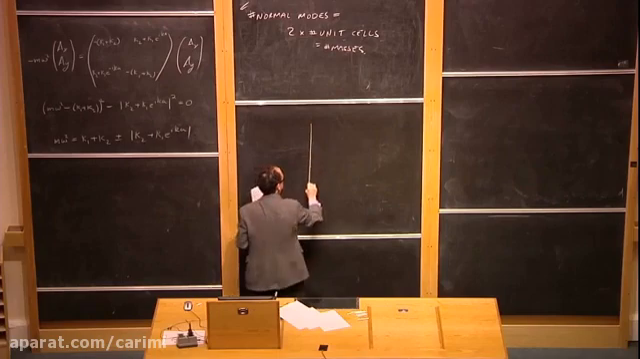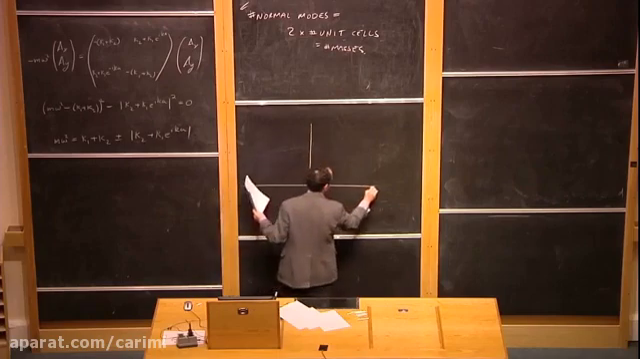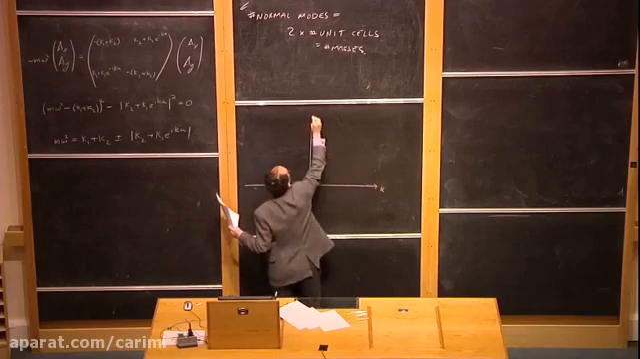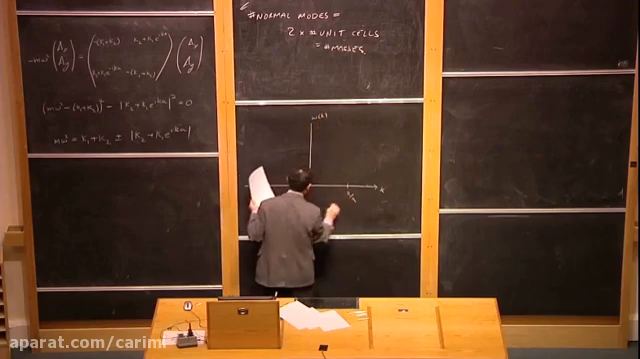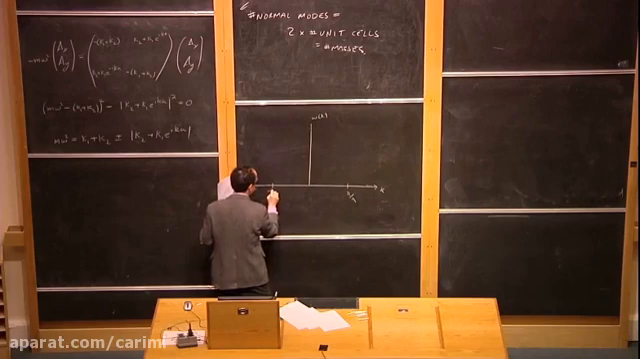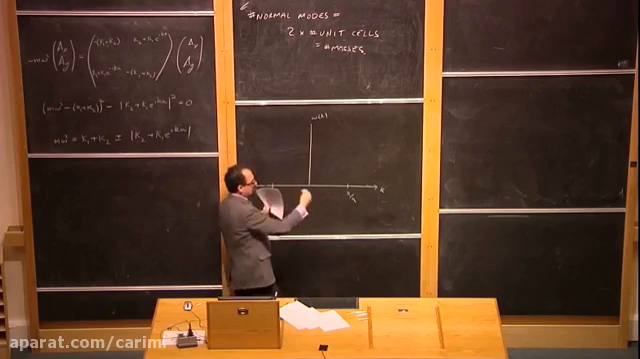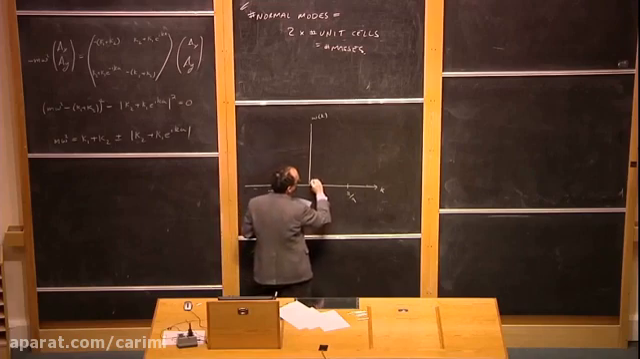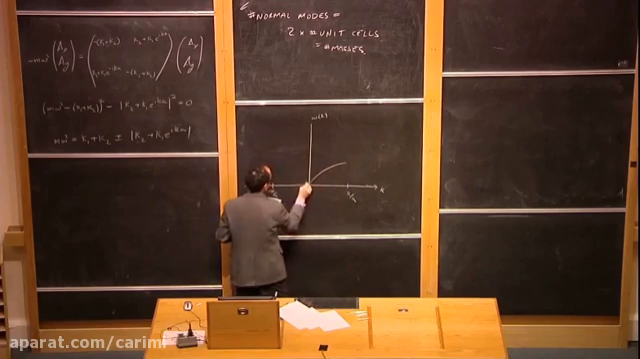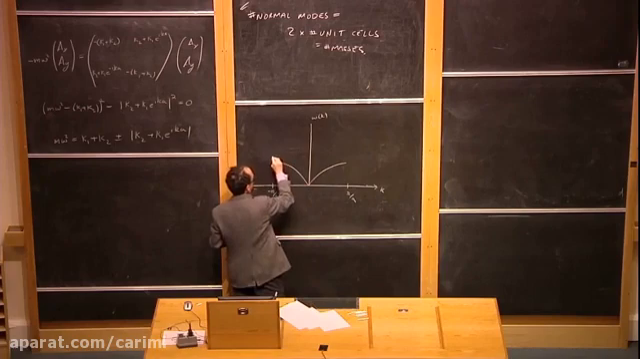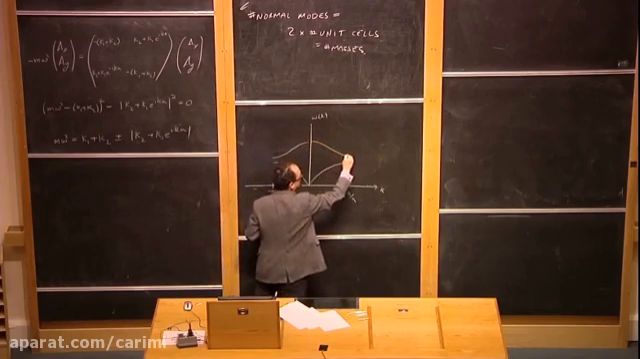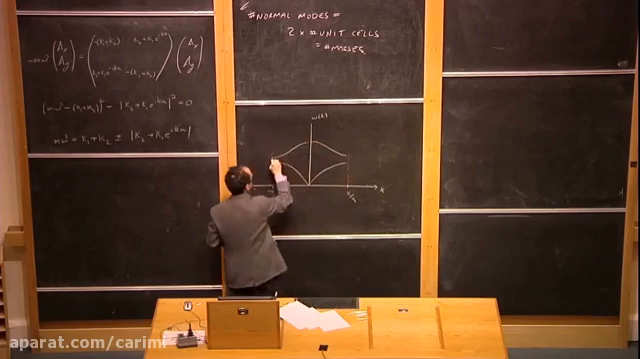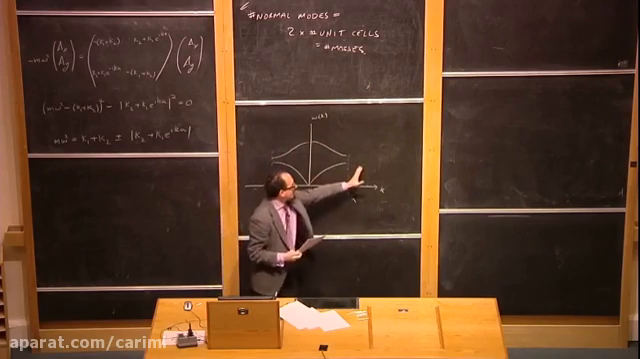So here I'm going to plot. Here's k. Here's omega. Okay. Pi over a. Here's minus pi over a. So that's the Brillouin zone. Outside of the Brillouin zone, everything just repeats. So we should have a mode that looks like this. And then a higher frequency mode maybe looks like this. Okay? And then you could reproduce this periodically outside.